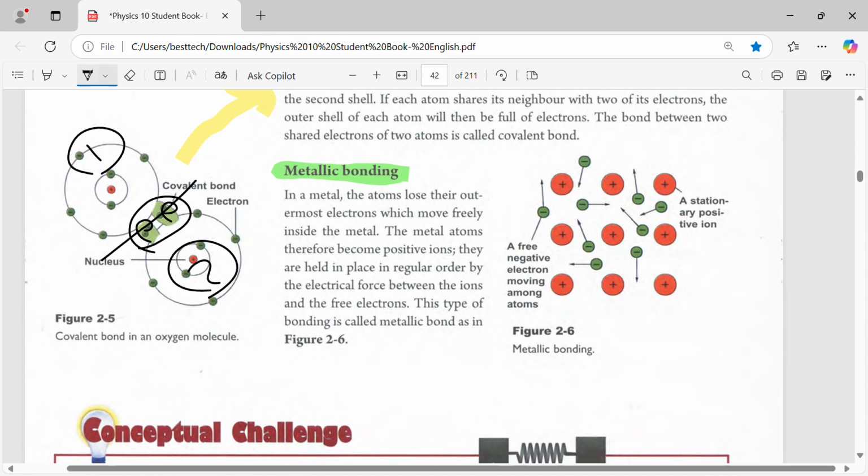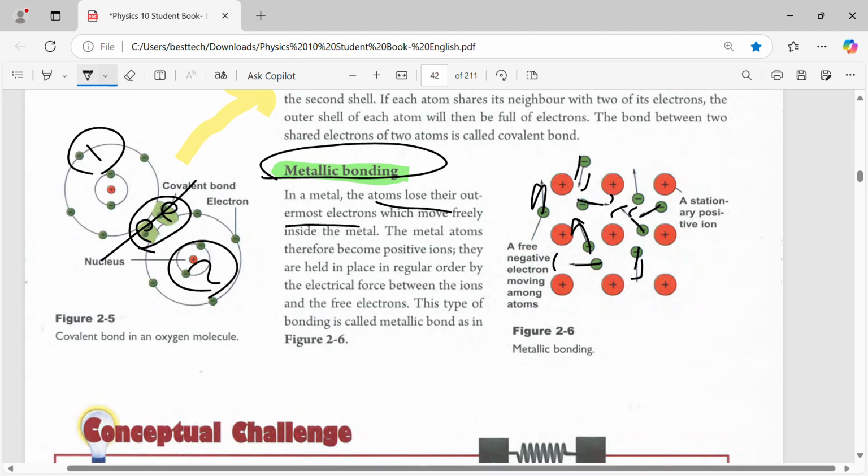The last bond is written as metallic bonding. Guys, metallic bonding is not that important, but I'm going to explain it for you, no worry. In metallic bonding, the atoms lose their outermost electrons, which move freely inside the metal. The electrons are moving in random directions. They are moving freely.